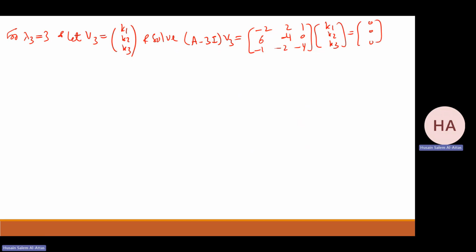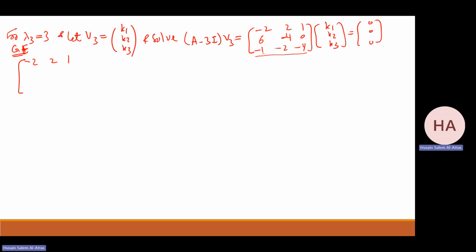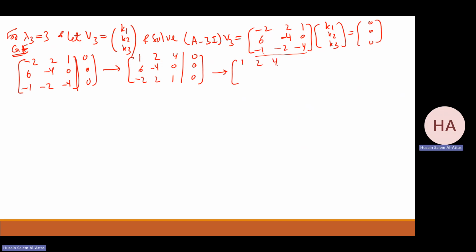How to solve this system? I will try Gauss elimination. Minus 2, 2, 1, 6, minus 4, 0, minus 1, minus 2, minus 4, and 0, 0, 0. The third row, make it the first, multiply by minus 1, that will be 4. This will be the same. And this first row will be the second row, the third row. Then multiply by minus 6 and add.